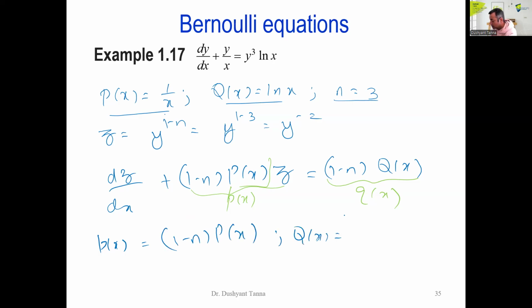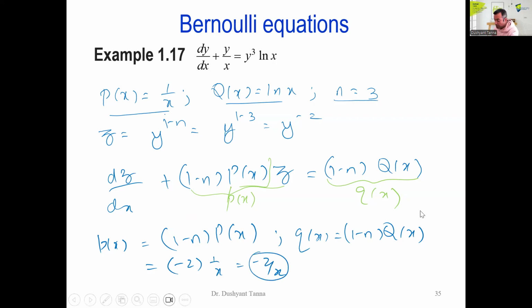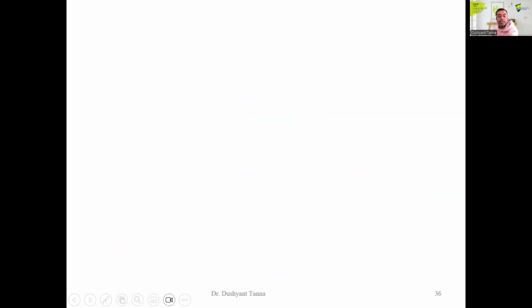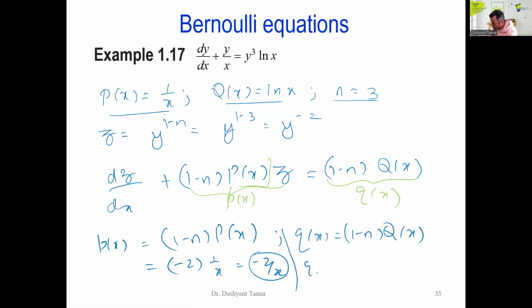And capital Q(x), sorry, small q(x). Right. So what is my small q(x)? 1 minus n, so 1 minus 3, it is minus 2, times P(x), which is 1 on x. So minus 2 over x is my small p(x). Okay. Now, what do we need? We follow the same theory. Small q(x) is minus 2 times this Q(x), which is ln x, so minus 2 ln x. So we got small p, we got small q.